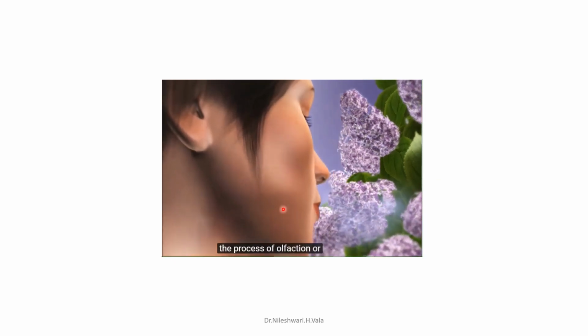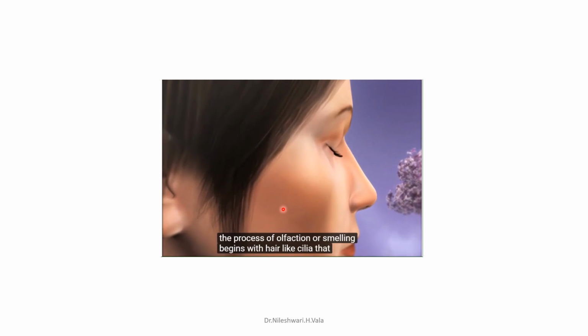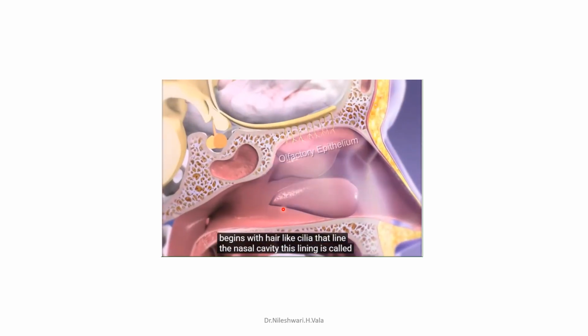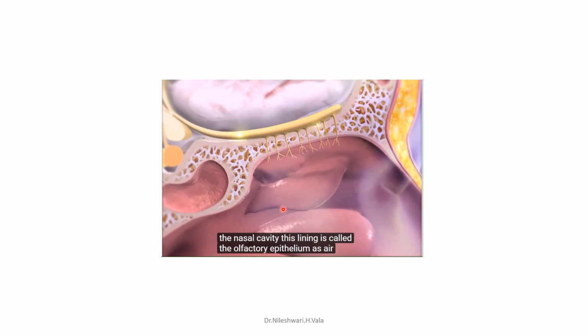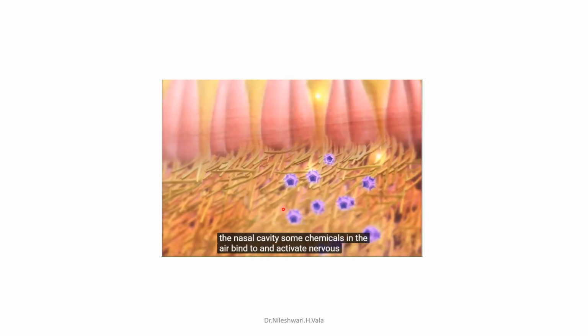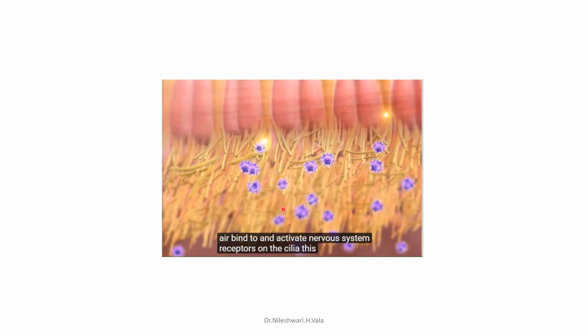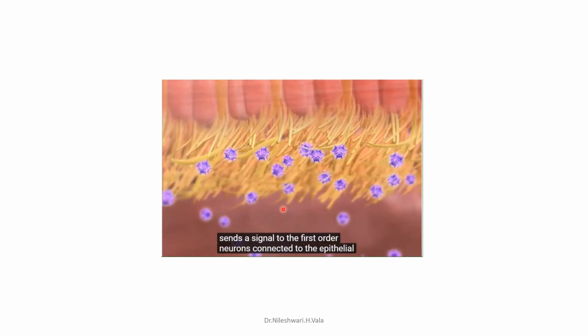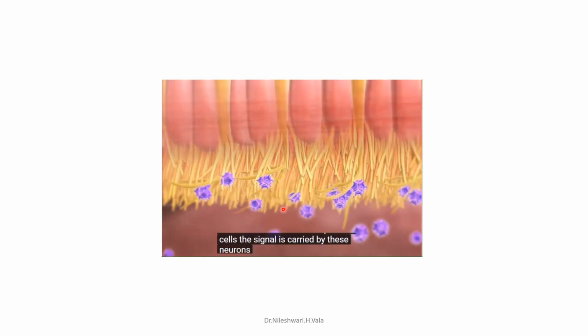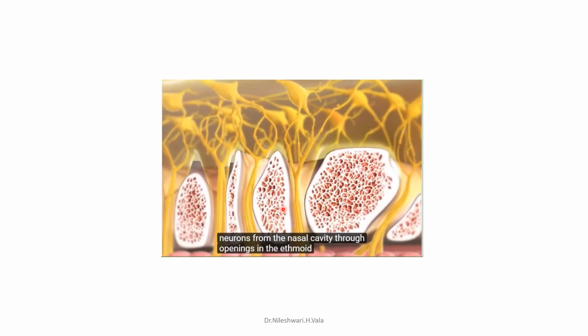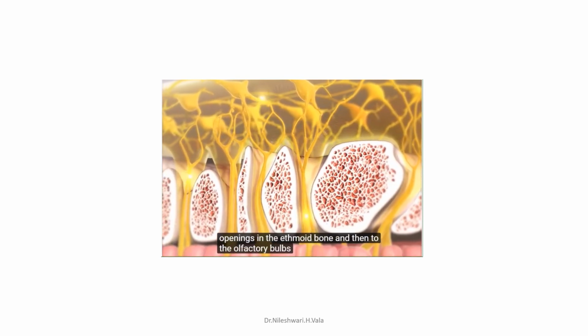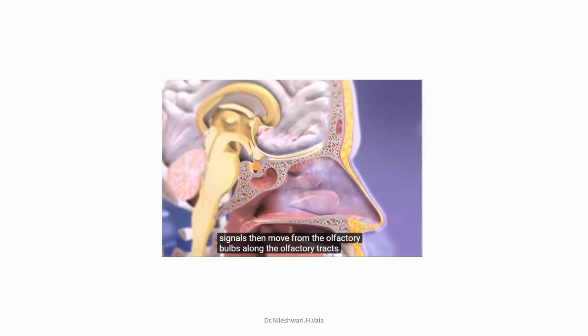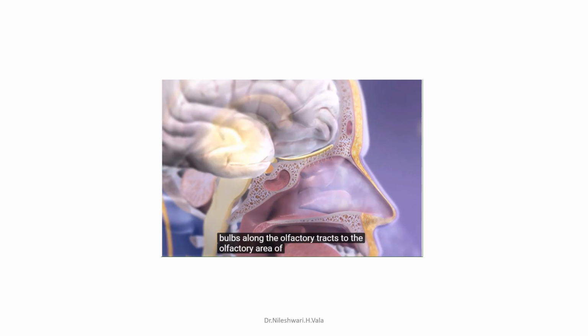The process of olfaction, or smelling, begins with hair-like cilia that line the nasal cavity. This lining is called the olfactory epithelium. As air enters the nasal cavity, some chemicals in the air bind to and activate nervous system receptors on the cilia. This stimulus sends a signal to the first-order neurons connected to the epithelial cells. The signal is carried by these neurons from the nasal cavity through openings in the ethmoid bone and then to the olfactory bulbs of the brain. The signals then move from the olfactory bulbs along the olfactory tracts to the olfactory area of the cerebral cortex.